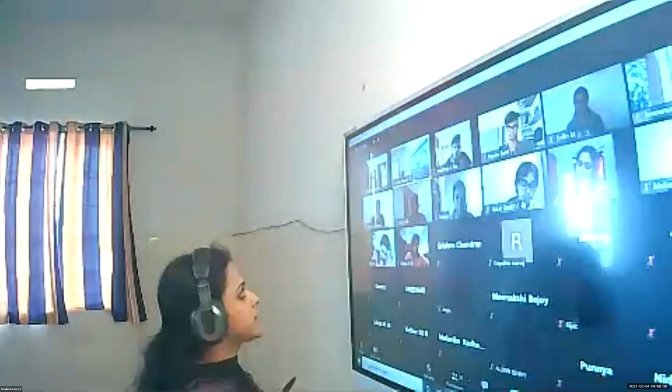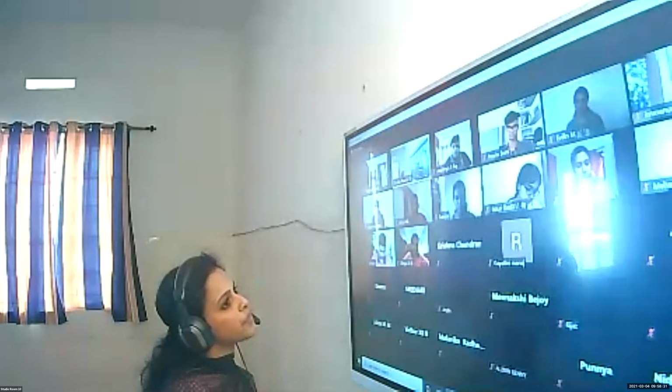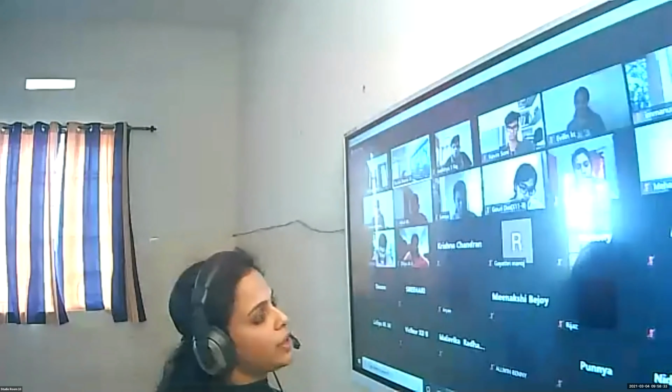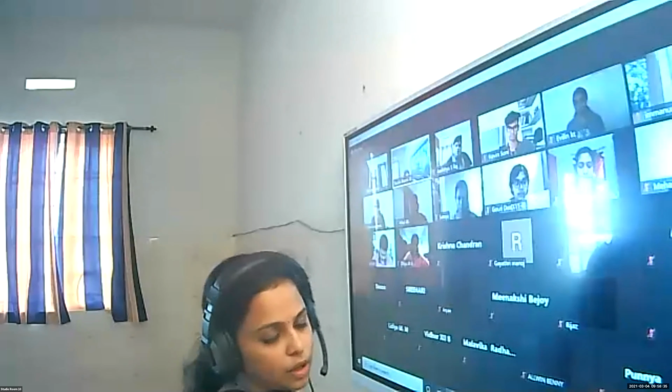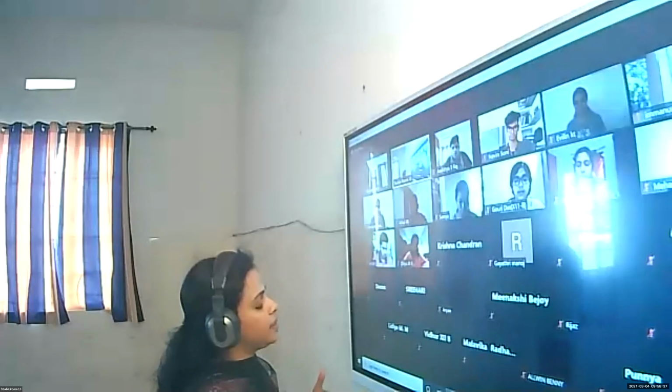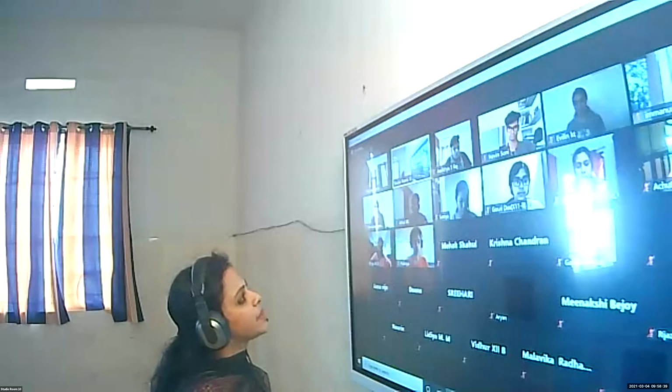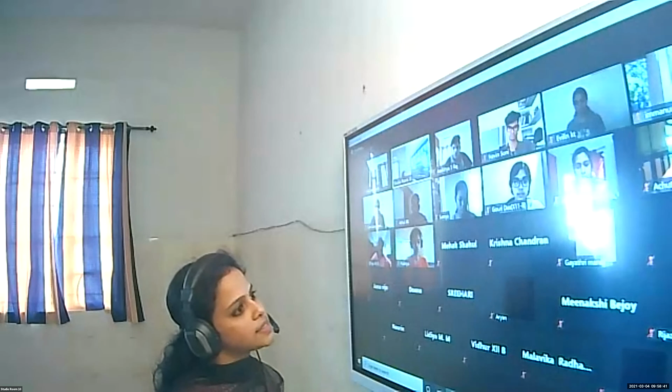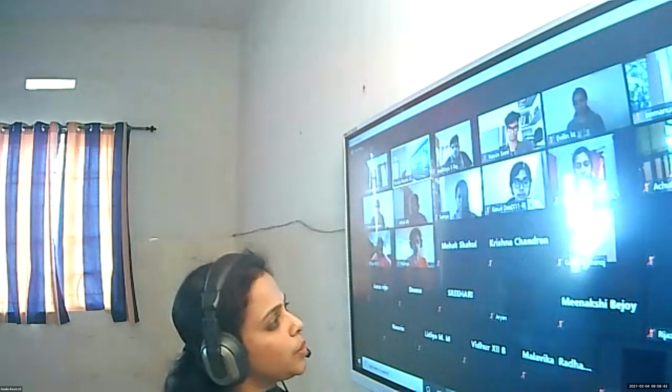So today we were discussing what modifications occur in Coulomb's law when a medium is present between the charges. What is the modification in that equation?